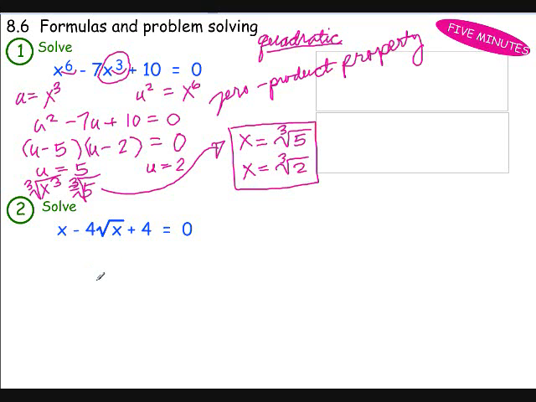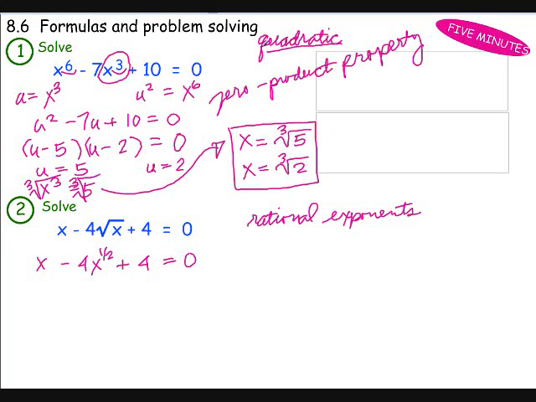This next one isn't quite so obvious, I don't think. But let's convert it over to rational exponents. You're going to find that rational exponents can often be deciphered a lot easier than radicals. So we've got x to the first power minus 4 times x to the what power? Power of 1, root of 2. So we could say the power of 1/2 plus 4 equals 0.